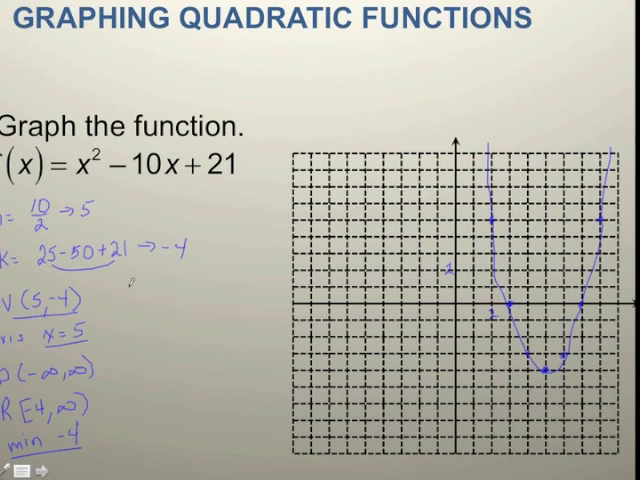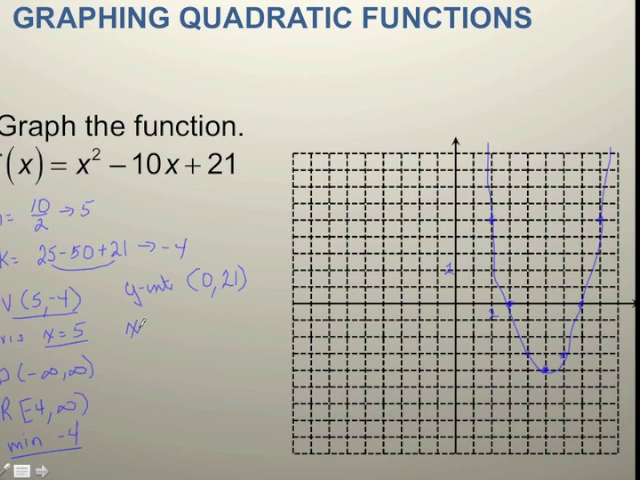Now sometimes they ask us to find the x and y intercepts. The y-intercept is really easy to find because we know when finding the y-intercept, x is 0. When I fill that in the equation, 0, 0, plus 21. So it's really the c value in this form.